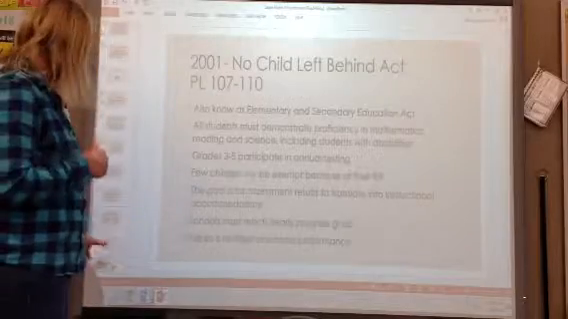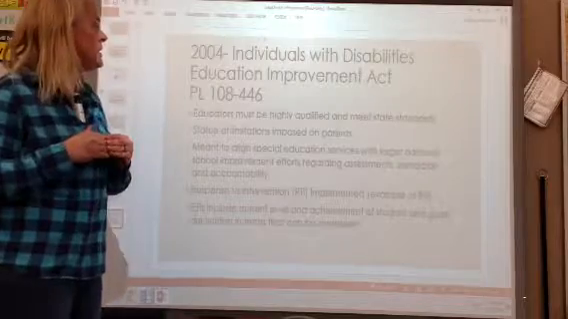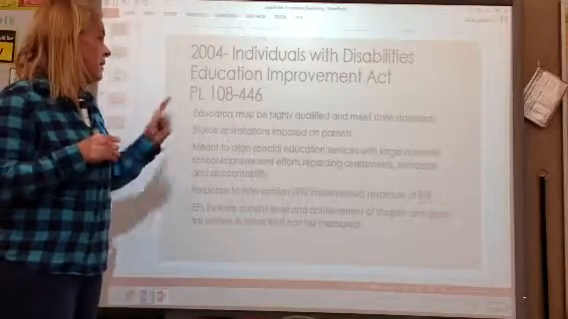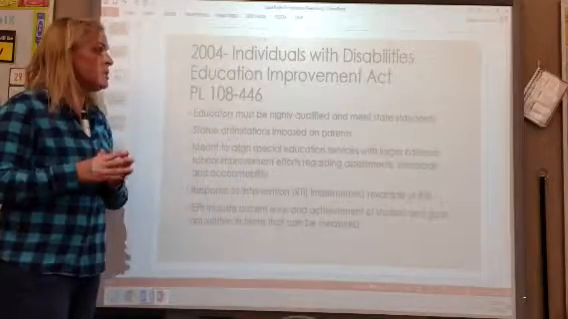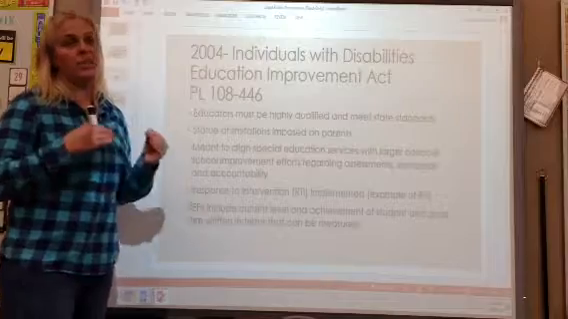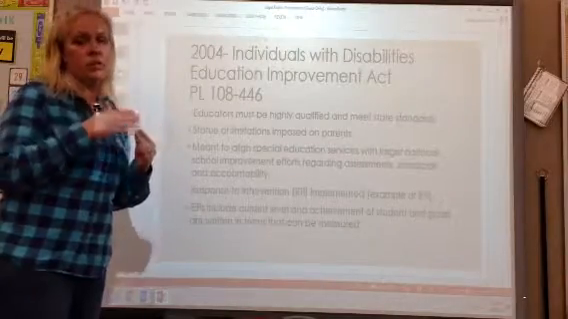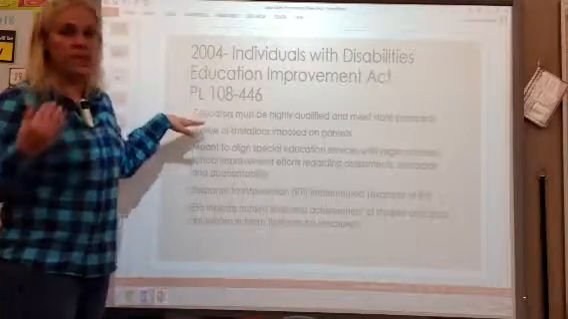annual testing? In 2004, Individuals with Disabilities Education Improvement Act, PL 108-446. Educators must be highly qualified and meet state standards. The educators need to have their degree, they need to have their certifications, they need to meet the standards in order to be an educator.